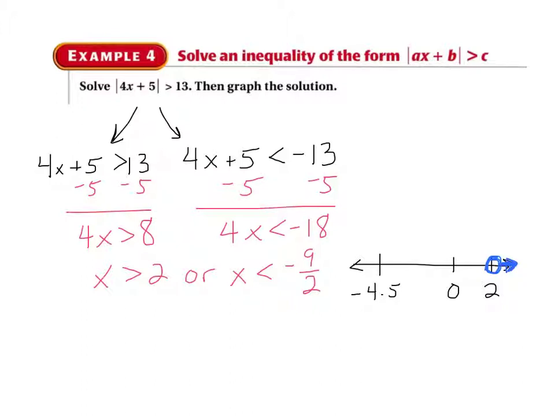Then also, x is less than negative 9 halves or negative 4.5. So again, an open circle, and this time shading down, filling in the arrow. So there you have the solution to this absolute value inequality. Let's try another one.